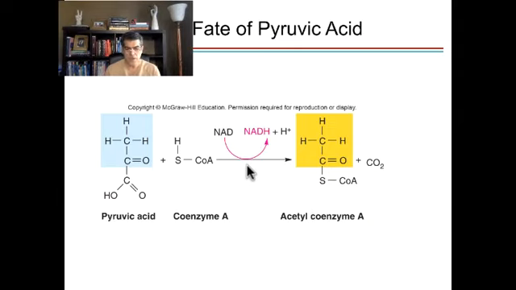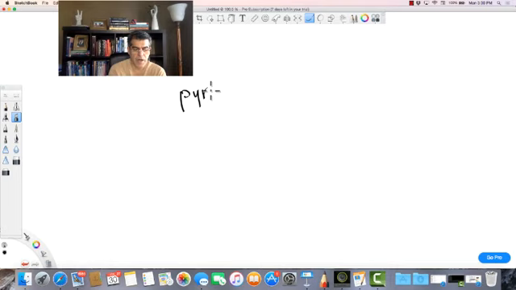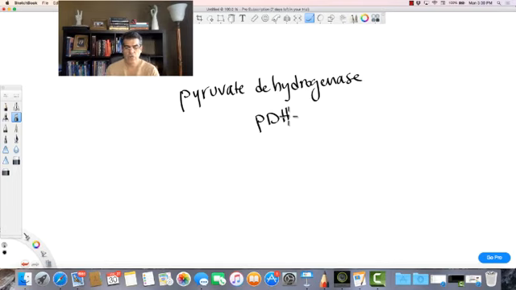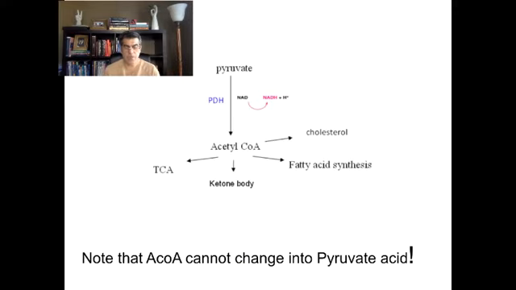The enzyme here is called PDH, or pyruvate dehydrogenase. In this flow chart, you can see the pyruvate can change to acetyl coenzyme A, and the enzyme is pyruvate dehydrogenase. And as a result, you create NADH.